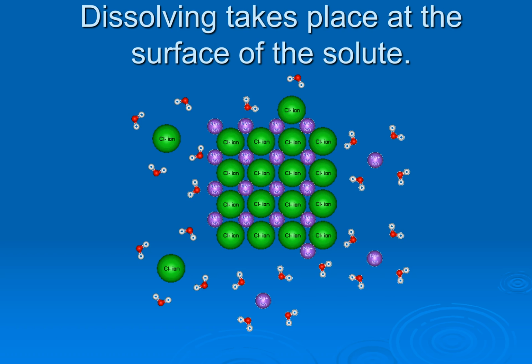What's happening chemistry-wise to make this light bulb glow is that the dissolving takes place at the surface of the solute. These molecules here are water molecules, the H2O. The water molecules are actually ripping apart the ionic compound. So here's sodium, here's chlorine. Just like with your car battery, when you have positive charges and negative charges floating around in solution, you're able to conduct electricity or complete a circuit.